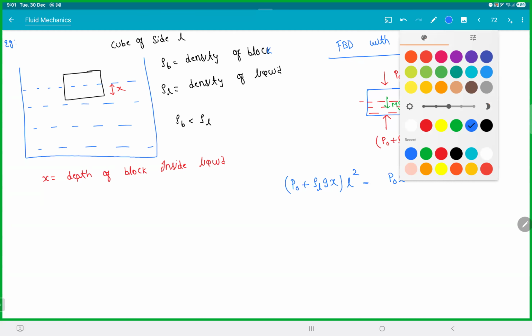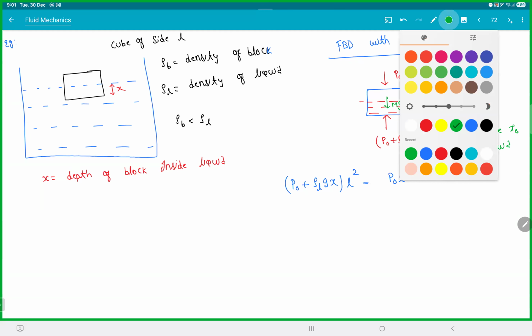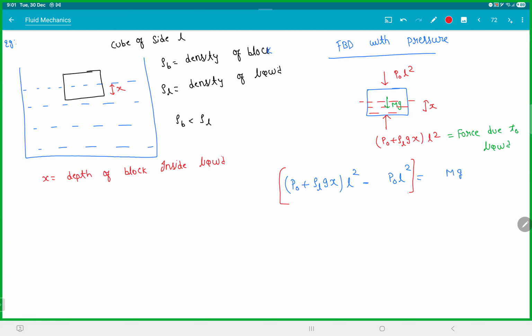If you actually notice something, this is the force due to liquid. Liquid is actually exerting this much force. And if you look at this term here, this net is your buoyant force. The net calculation here is your buoyant force. P naught will cancel. You end up with rho L g x L square is equal to rho B L cube g. We get x is equal to rho B by rho L into L. Same answer.